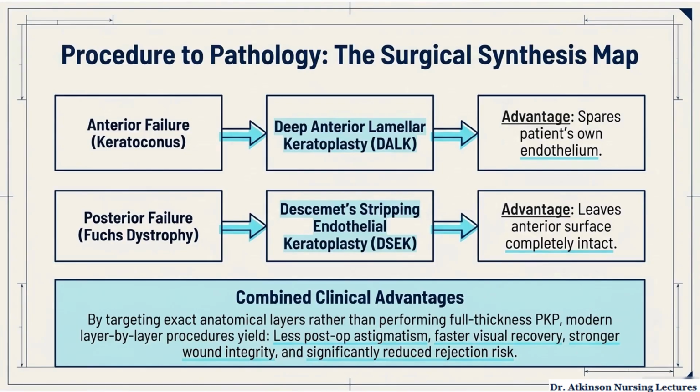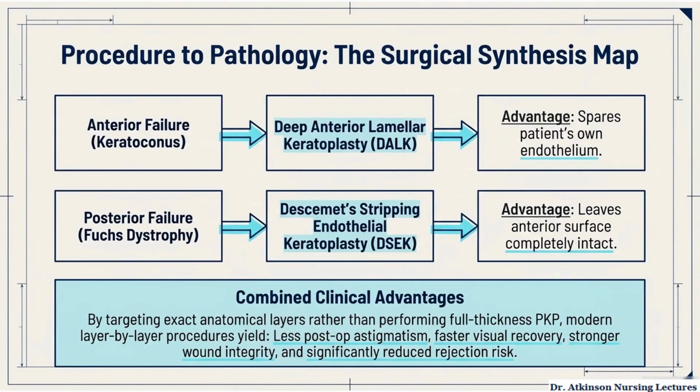This slide connects the pathology to the correct surgical approach. Keratoconus is an anterior corneal disorder, so DALK preserves the patient's healthy endothelium while replacing diseased anterior layers. Fuchs dystrophy is a posterior endothelial disorder, so DSEK replaces only the damaged endothelial layer while preserving the anterior cornea. High-yield takeaway: modern layer-specific procedures reduce rejection risk, improve wound strength, decrease post-op astigmatism, and speed visual recovery compared to full-thickness PKP.